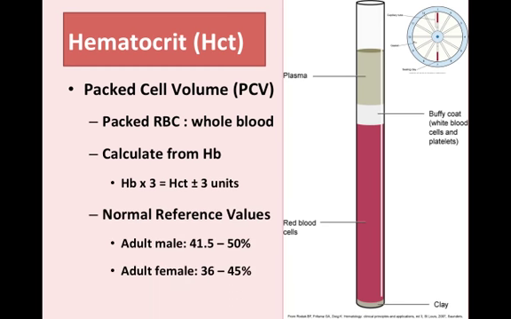Normal reference values for hematocrit, as you can see, are higher in males than females, which correlates the same to the hemoglobin measurement we just talked about. In adult males, it's 41.5 to 50%, and in adult females, it's 36 to 45%.